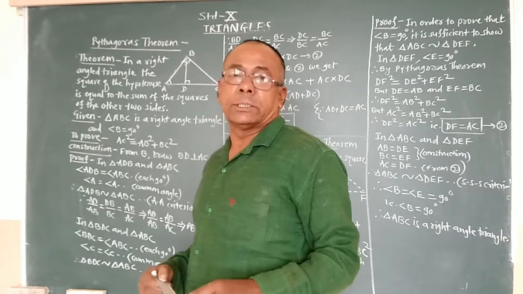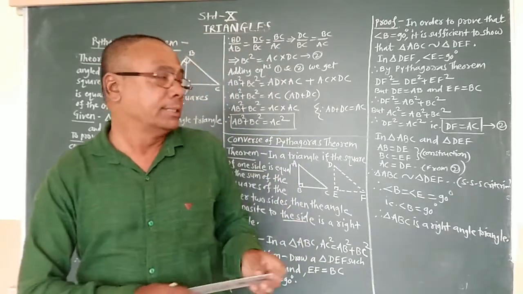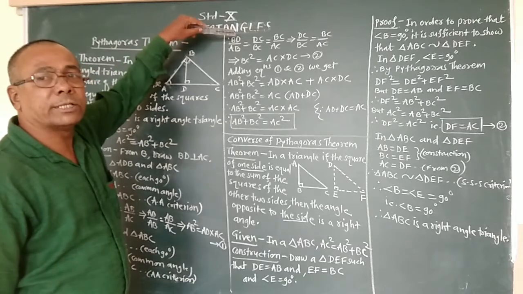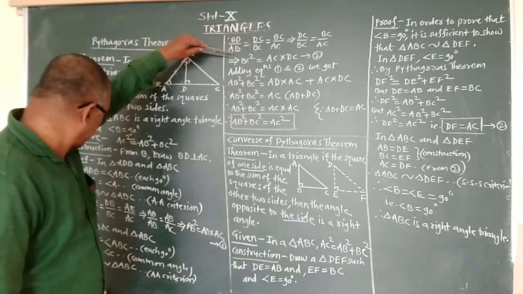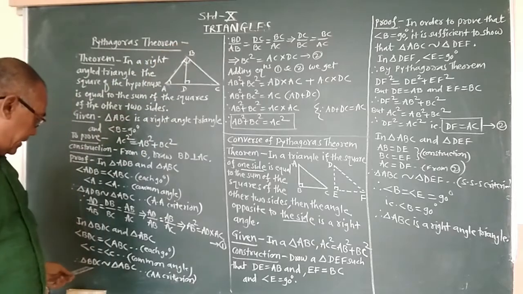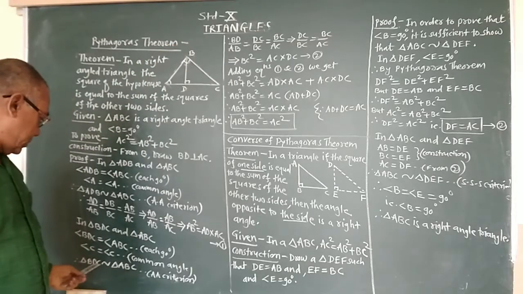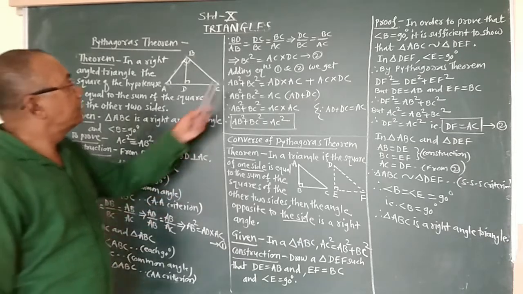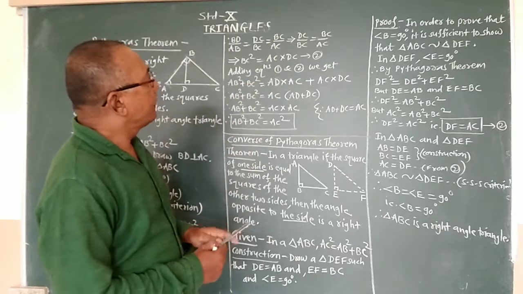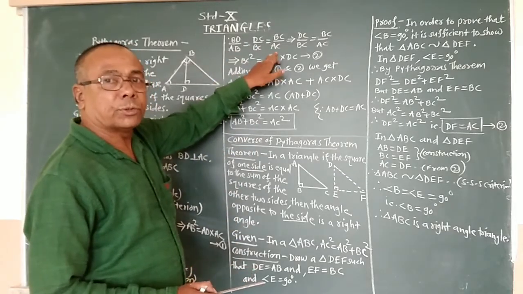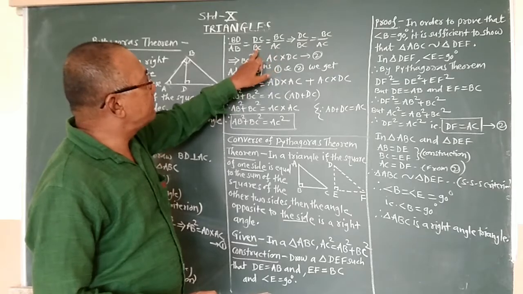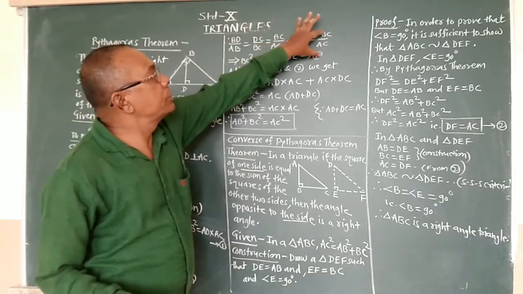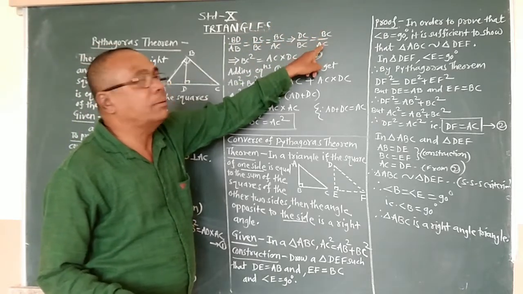So we have proved that these two triangles are similar. Now if the two triangles are similar, then corresponding sides are proportional, meaning BD upon AD, BD upon AB is equal to BC upon BC and BC upon AC. Out of three ratios, we have to select only two, since BC and BC are there. So take these two ratios: BC upon BC is equal to BC upon AC.